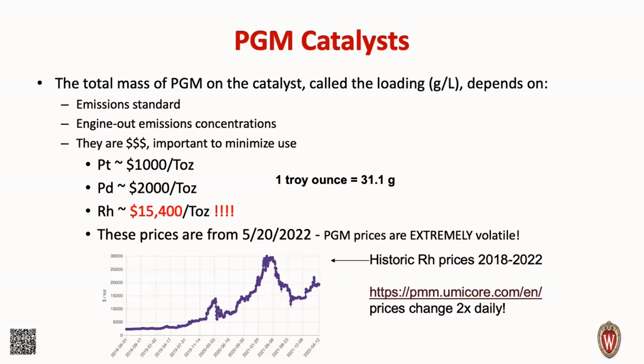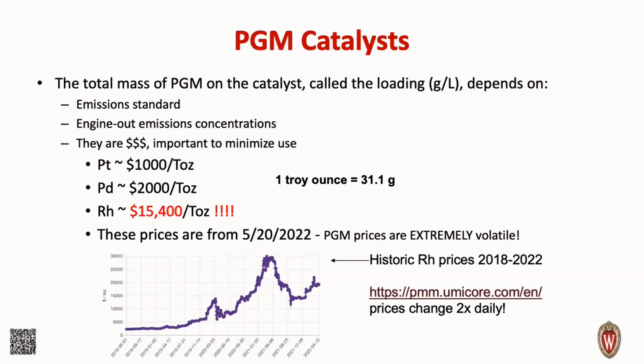I plotted some historic rhodium prices here, and you can see rhodium was somewhere around $2,500 throughout 2018 and even into 2019. And then right around here, as the pandemic was hitting, you saw rhodium prices spike to about $15,000, and then they just continued to grow up. These platinum group metals are extremely expensive. They're rare. They have to be mined, and you know, these prices are very, very volatile.